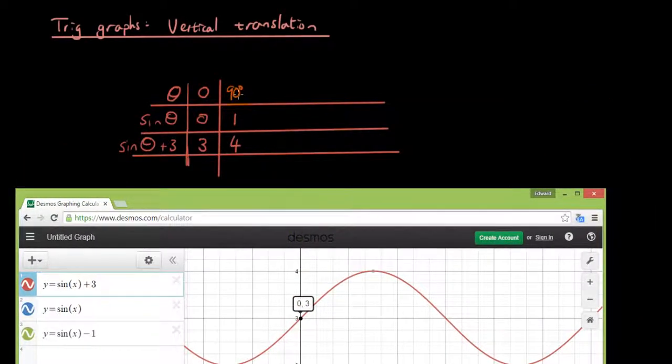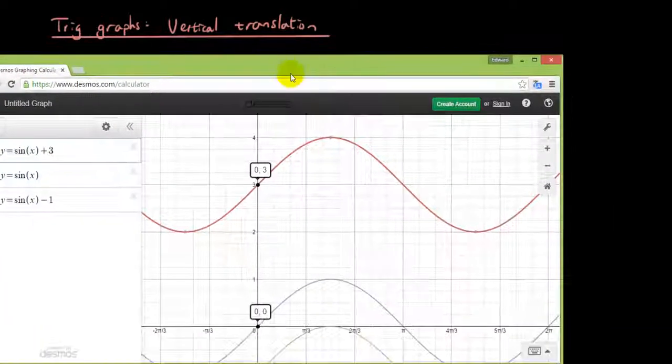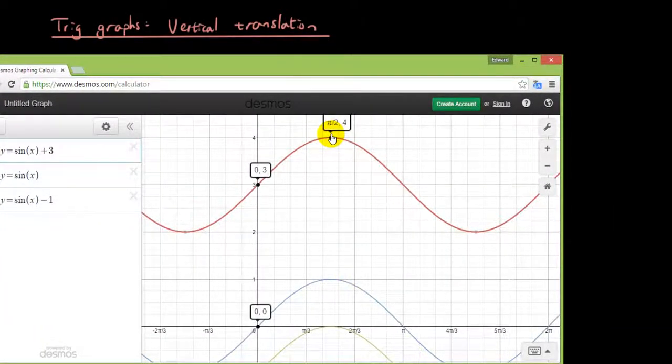And when theta is 90, sine theta plus 3 is 4. So when theta is 90, which is pi over 2 radians, the same as 90 degrees, y is 4.